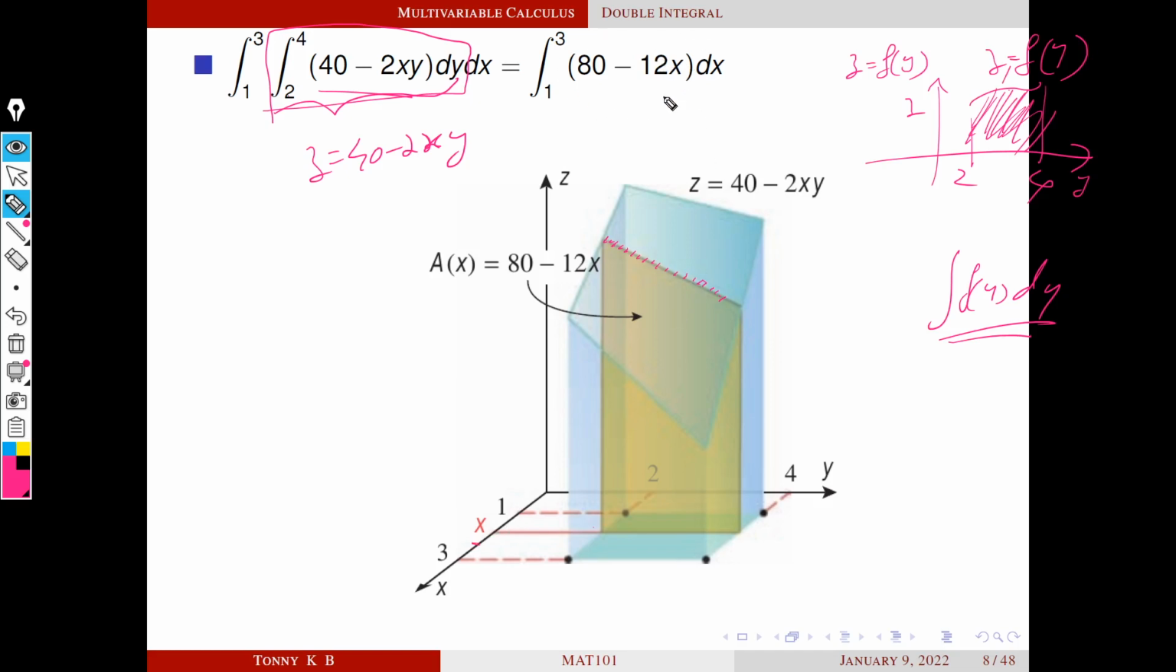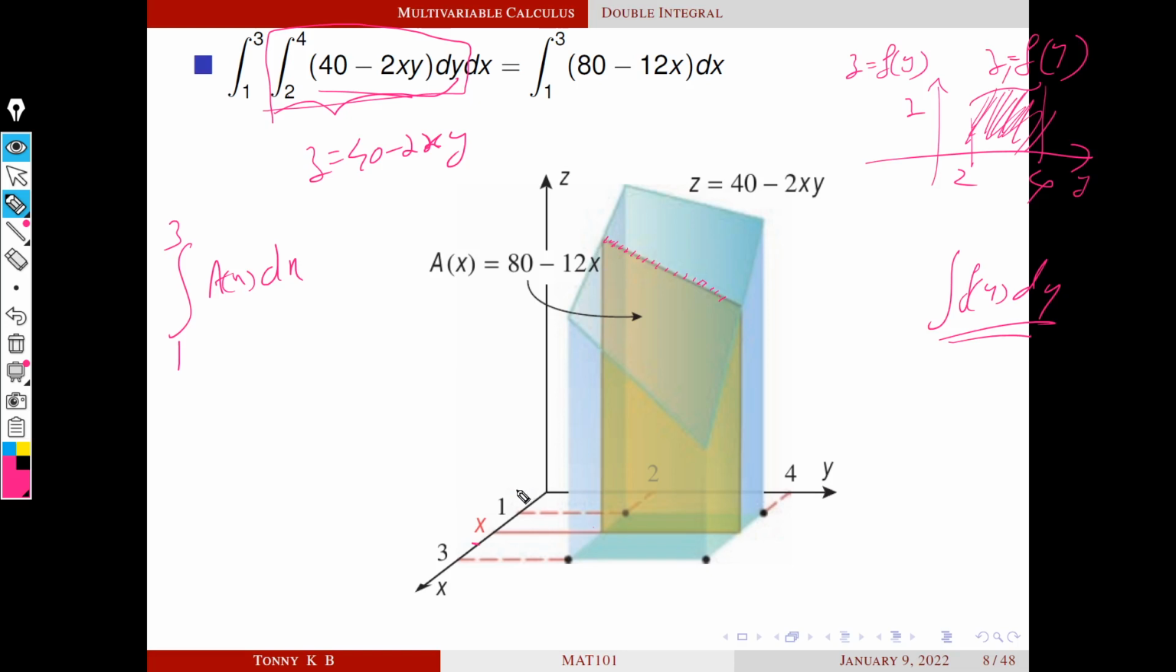So that's why area depends on x. Next, we are going to integrate from 1 to 3 this area dx. Area means here 80 minus 12x. That means we are going to add all such areas. Clear? This is the integration, meaning it's a summation, an infinite sum.